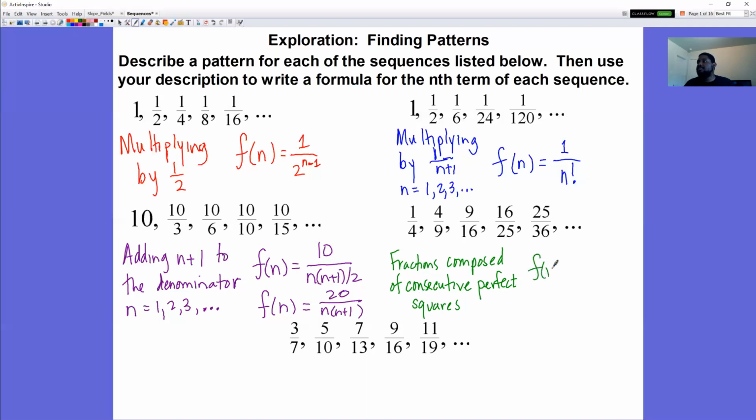And so the formula we can use is n over n plus 1, but then we have to square it. So you can square this, and then you square the denominator as well.